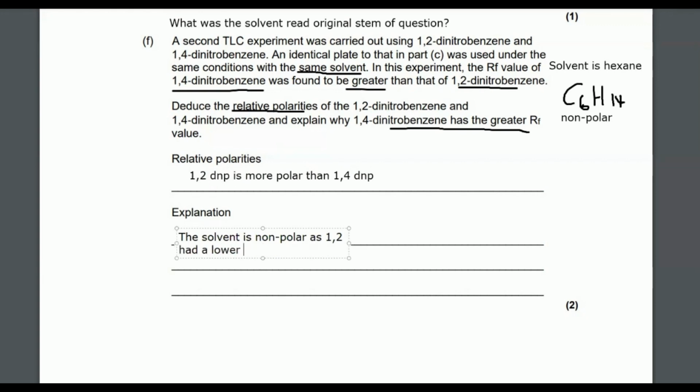So the solvent, why am I putting DNP? It's dinitrobenzene. It's not dinitrophenol. Don't ask me why I put DNP. That's just dumb.